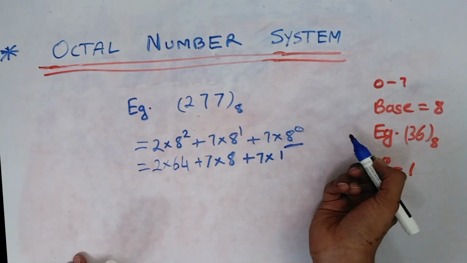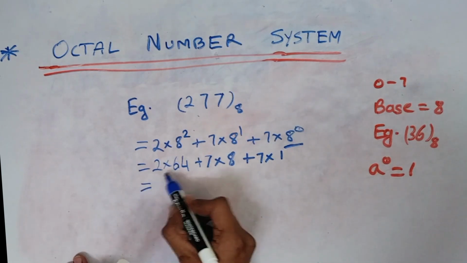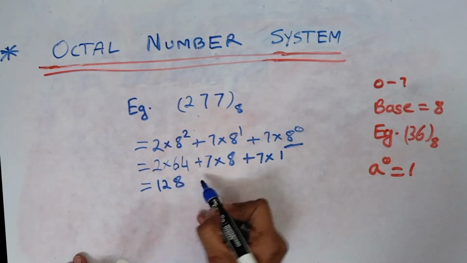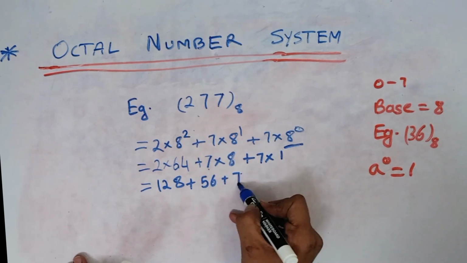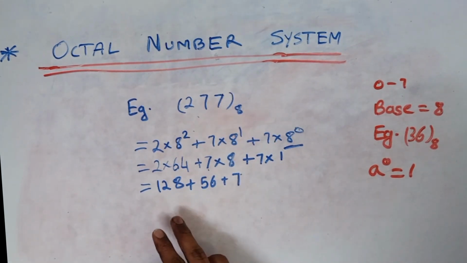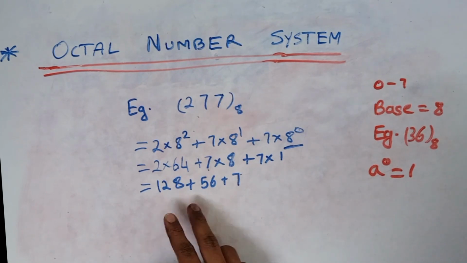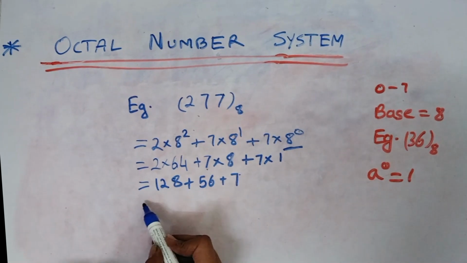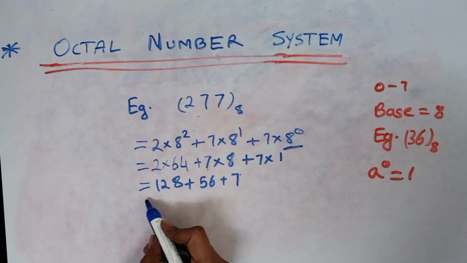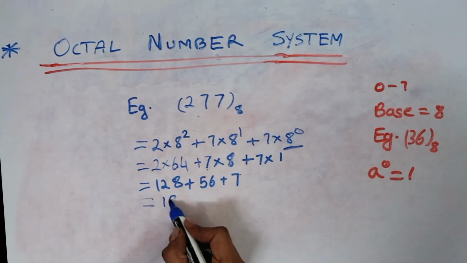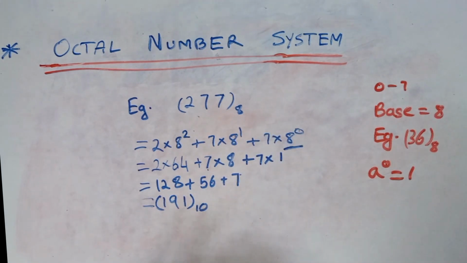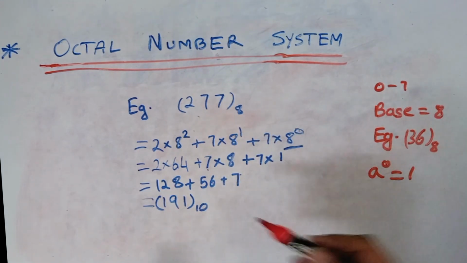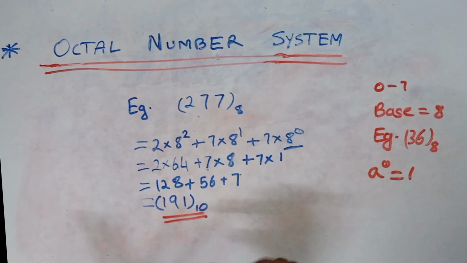We know that anything raised to 0 is 1. So 2 into 64 is 128, plus 8 7s are 56, plus 7 into 1 is 7. Now when we add this, we get 128 plus 56 plus 7, so it is 191. Now this, as I said earlier, converts a decimal number, sorry, an octal number to a decimal number. Now this was about the octal number system.